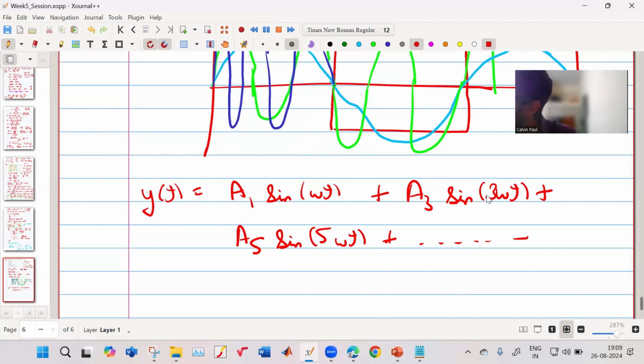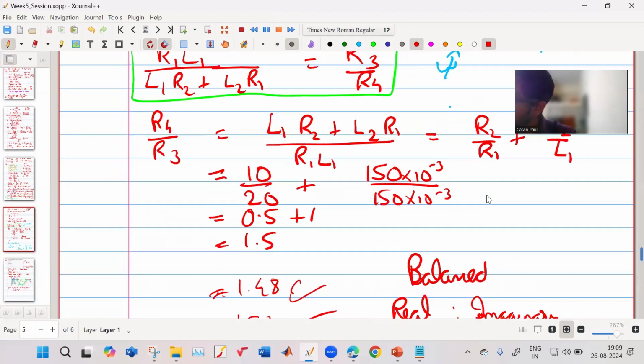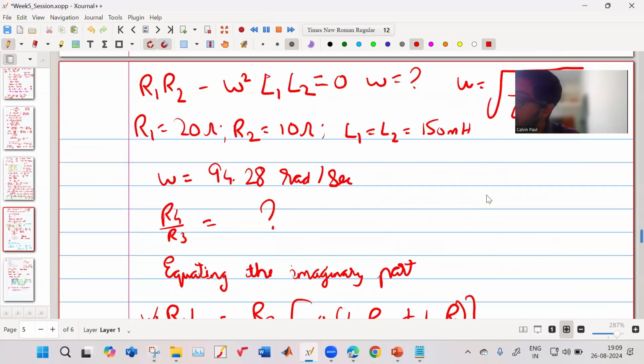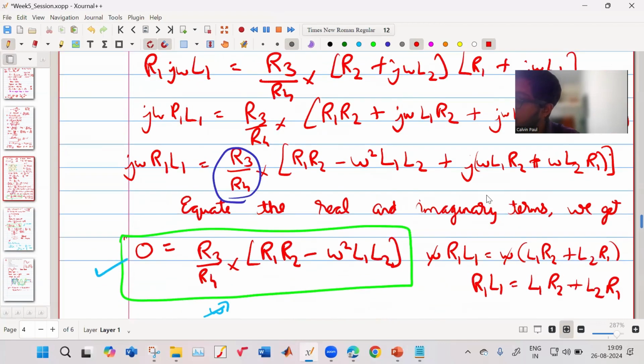So now in the balance condition, suppose my balance condition is fixed. I have R1 L1 upon L1 R2 plus L2 R1 is equal to R3 upon R4. I have set R1 and R3 and everything such that this is getting balanced. But the problem is where? The problem is in the real part. In the real part, what I want is R3 upon R4 into R1 R2 minus omega square L1 L2. So this omega will change.